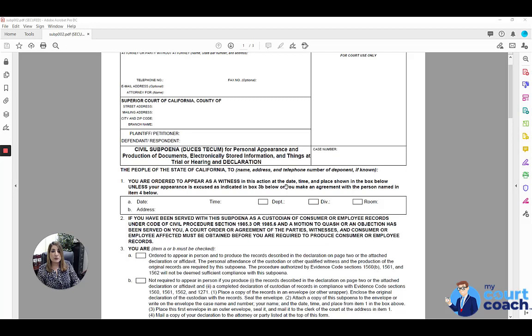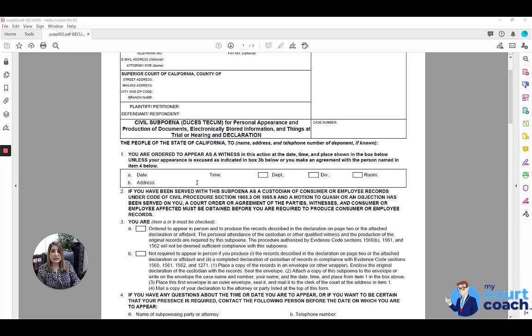To start off with, you want to list the name, address, and telephone number of the witness if you know it. And then below that, you're going to list the date, time, department, and address of where the hearing or trial will be taking place. Keep in mind that this form does need to be served on the witness at least 20 calendar days prior to the trial or hearing in the matter.